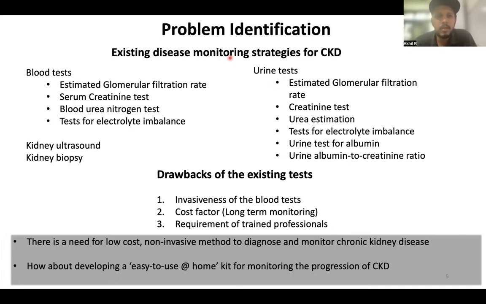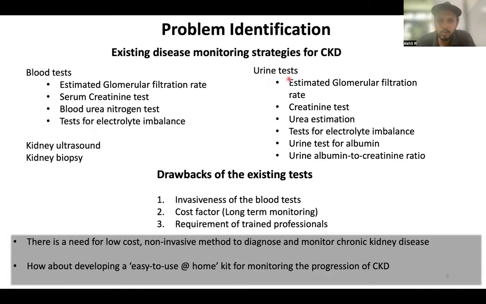So let us look at the existing disease monitoring strategies for chronic kidney disease, which includes the routine blood tests and urine tests. The routine blood tests include an estimation, like estimated GFR, that is the glomerular filtration rate, followed by the serum creatinine test. Then they will test the blood urea nitrogen, followed by a test for electrolyte imbalance, including sodium, potassium levels and the buffer capacity, so that they will check for the homeostatic balance. And then a routine kidney ultrasound and kidney biopsy would be conducted.